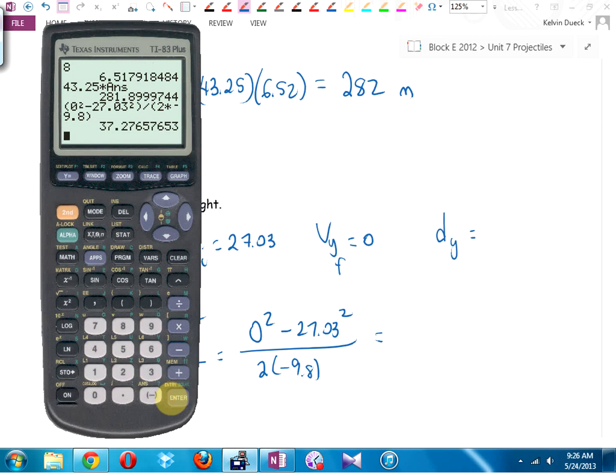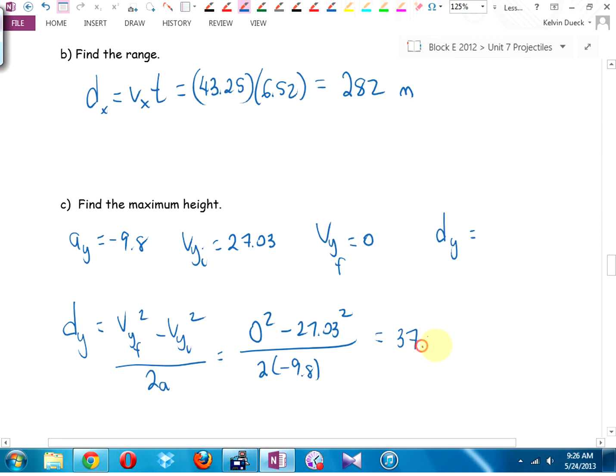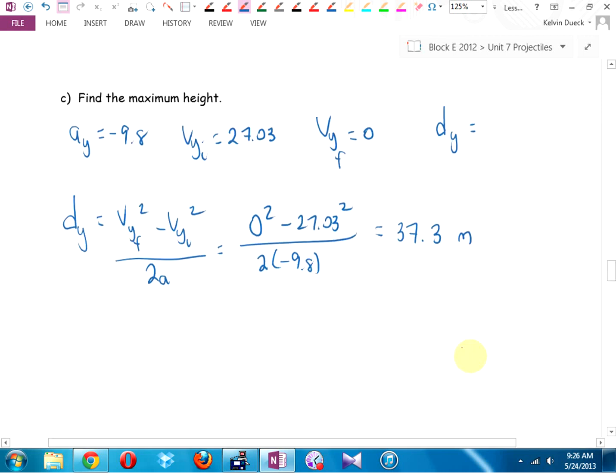37.3. Which is wrong. No? Yeah, we've just found how high above the cliff, because we're treating the cliff as height 0, which is why hitting the ground was negative. So if we want the actual height from the ground, 37.3 plus 32, which I think I can do in my head, 69.3 meters.